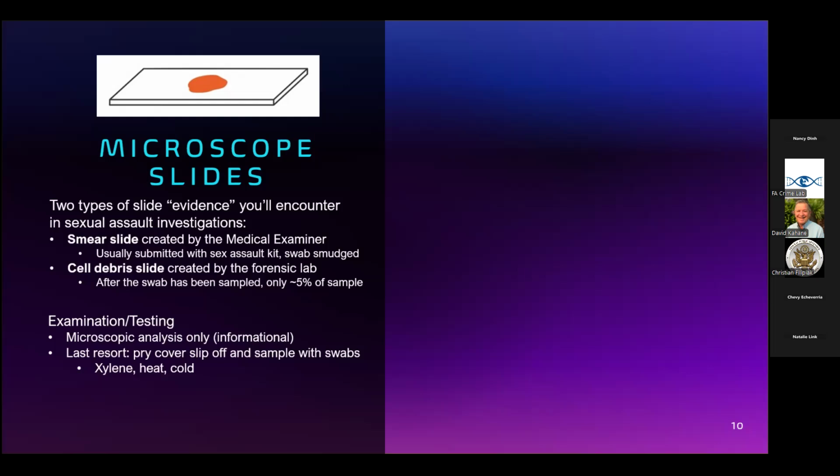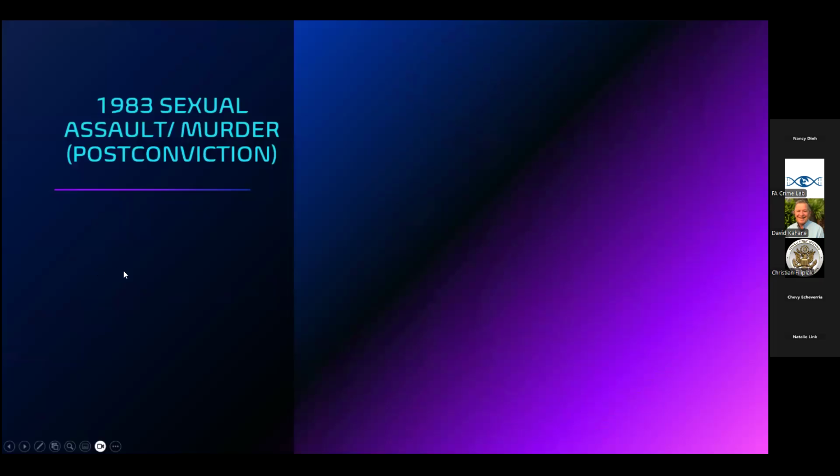So anyway, now that you know a little bit about microscope slides, let's continue with the next case. This final case that we'll discuss is a 1983 sexual assault murder. It's a post-conviction case. This is a case where the sexual assault kit was in fact confirmed to be destroyed. To my understanding, a sexual assault that results in a homicide does not have a statute of limitations, so there might have been some miscommunication that led to this kit being destroyed.